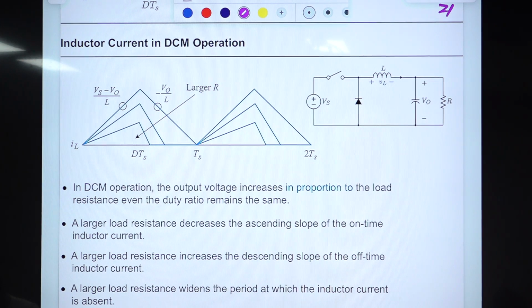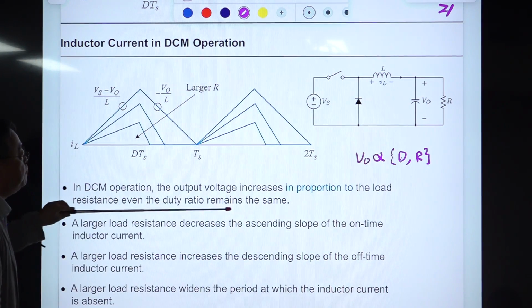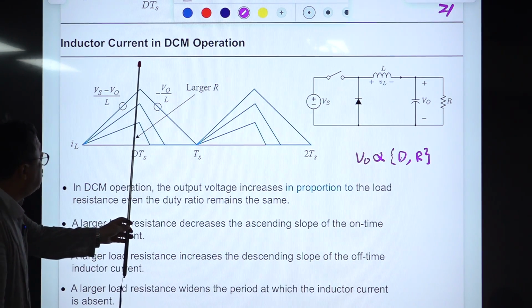And the reason for this is that VO is proportional to, of course, D. VO is increased by D, and it also increases with R. If R increases, then the output increases. So in DCM operation, our voltage increases in proportion to the load resistance, even if the duty ratio remains the same. This is the situation. Duty ratio is the same.